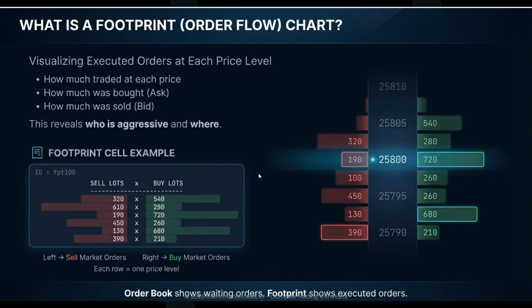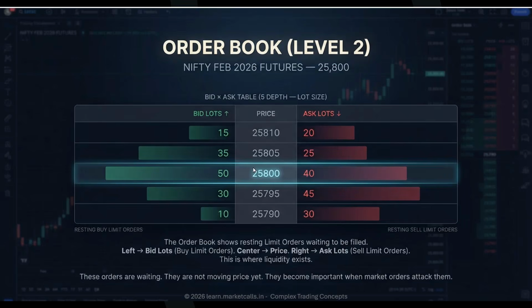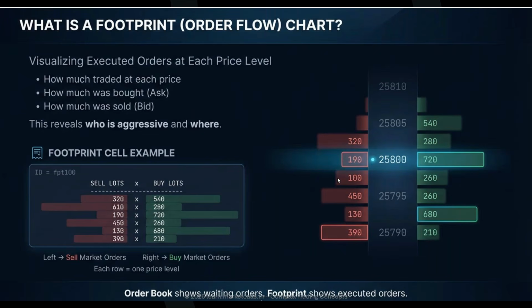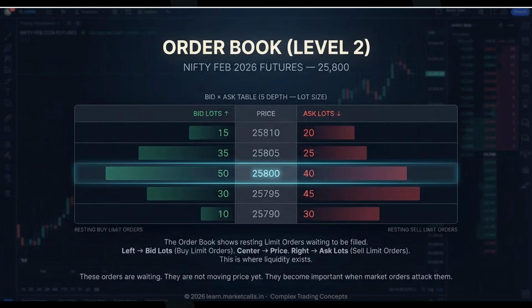But there are two different things. If you understand the order book, the bid side, which is nothing but the buy limit orders, will be on the left hand side, and the ask side, which is nothing but the sell limit orders, will be on the right hand side. But if you look into the footprint charts or order flow charts, you can clearly see that it shows the market orders. It shows only the executed market orders, whereas the order book shows pending limit orders, right?